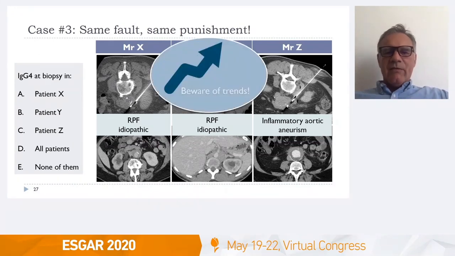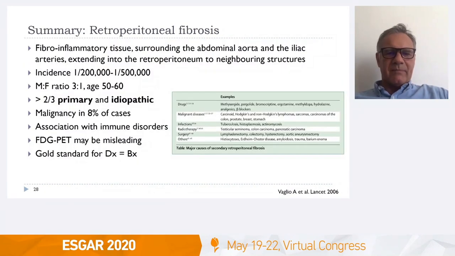So I know that it's very trendy to evocate the diagnosis of IgG4, and every time we have this kind of findings, the clinician tells us, okay, take a sample and try to identify IgG4. But it's not because it's trendy that it's always IgG4, which is not that frequent. And in the vast majority of cases, it's idiopathic.